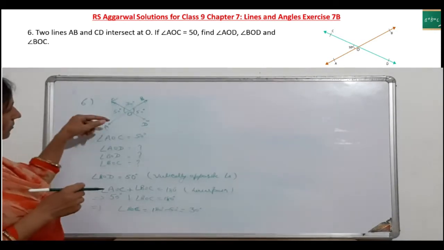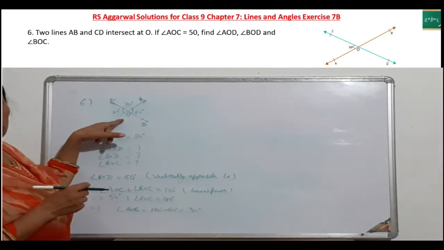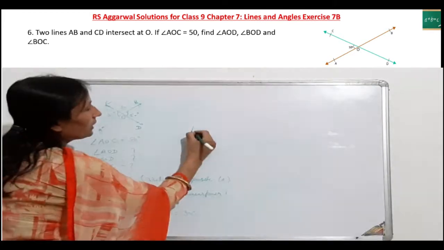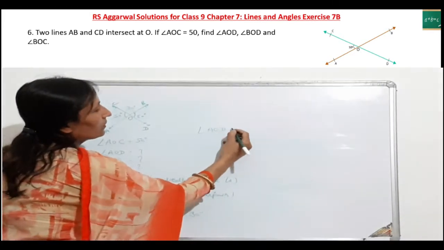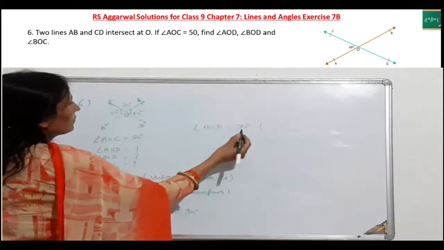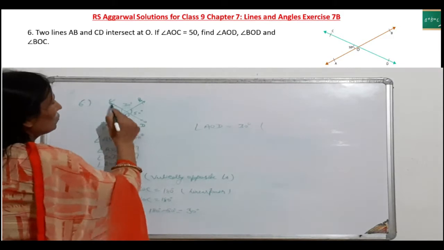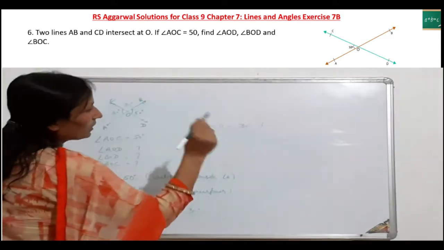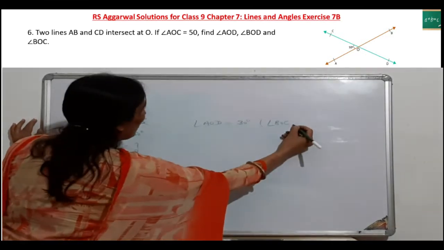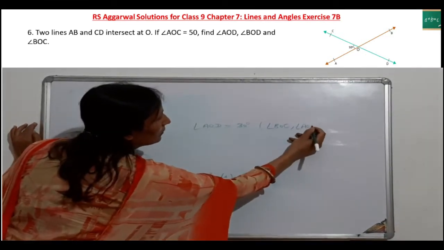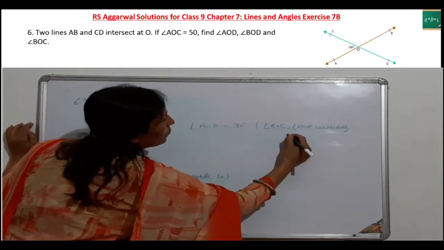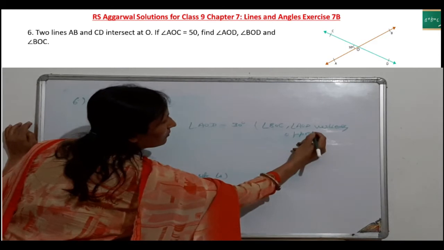Now you can see these and these are both vertically opposite angles. So angle AOD will be 130 degrees. Now we can write here angle AOD is equal to 130 degrees because angle BOC and angle AOD are vertically opposite angles.